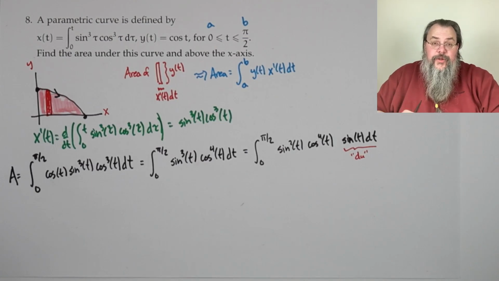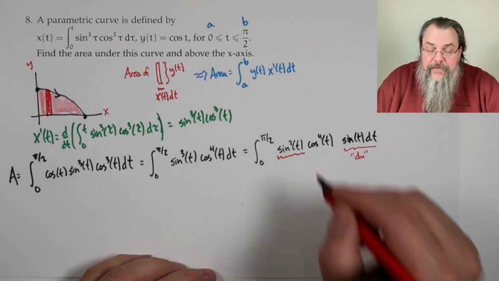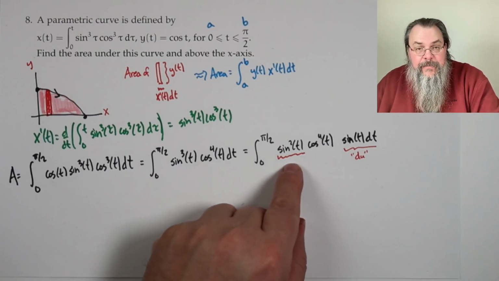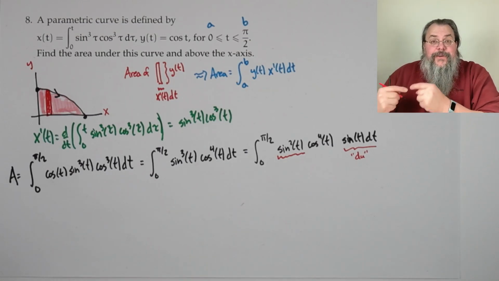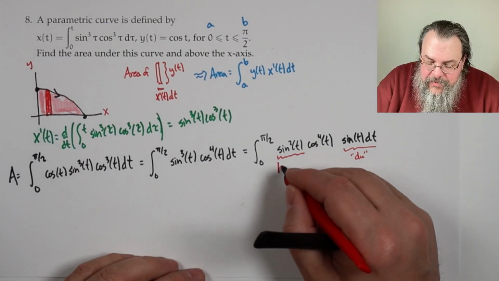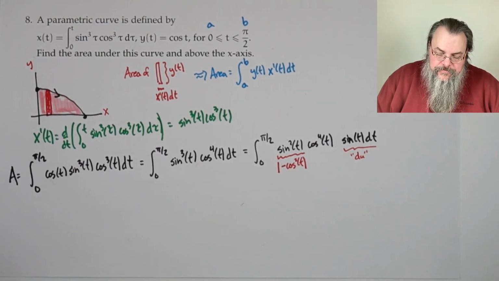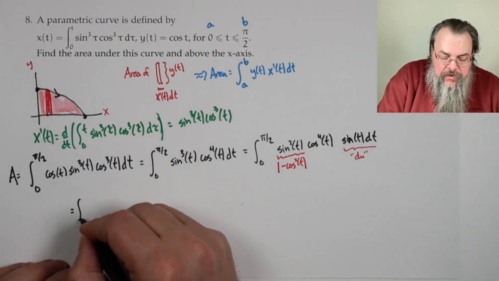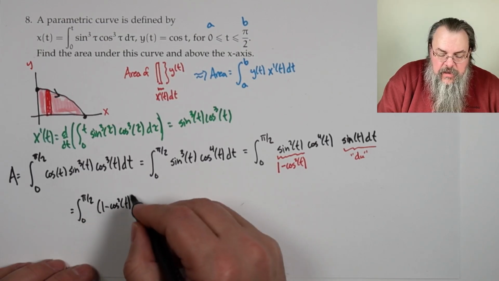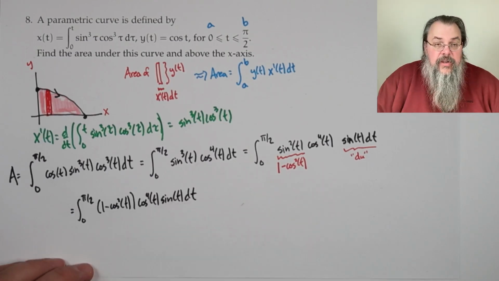So we need to change everything into cosine. So in particular, I have this even power of sine. That's why we pulled off the sine, so that we're left with an even power of sine. I can replace even powers of sine in terms of even powers of cosine. And in this case, it's fairly straightforward. This is 1 minus cosine squared of t. All right, so we are now at the following. Integral 0 to pi over 2, 1 minus cosine squared of t times cosine to the fourth of t times sine of t dt.